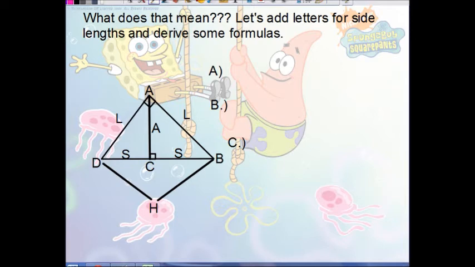Now, I'm going to try and clarify a little bit. We're trying to figure out what all that means. So we're going to add letters for the side links, and we're going to derive some formulas. Now, this stems from Theorem B, and these are going to stem from the C's. Now, the altitude I labeled A. The hypotenuse I labeled H. The legs I labeled L. And those segment pieces of my hypotenuse I labeled S.